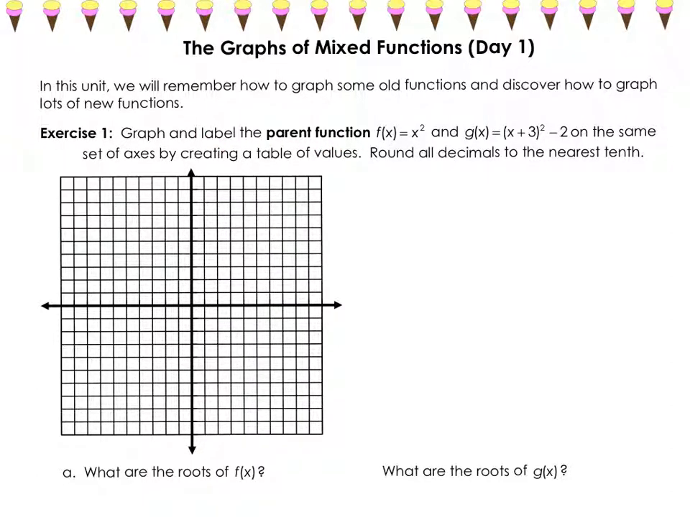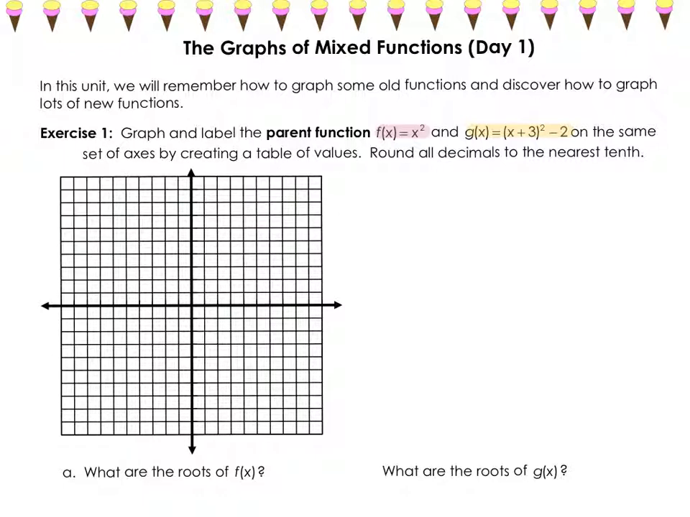A parent function is the most basic, so nothing has happened to it. So this parent function, f of x equals x squared, nothing's happened to it. And we're going to graph a second function, g of x, on the same set of axes by creating a table of values.